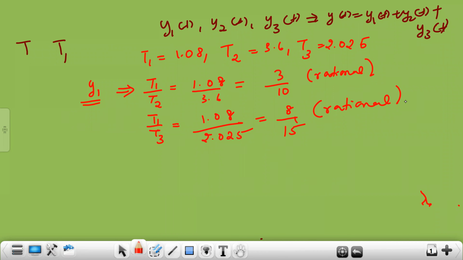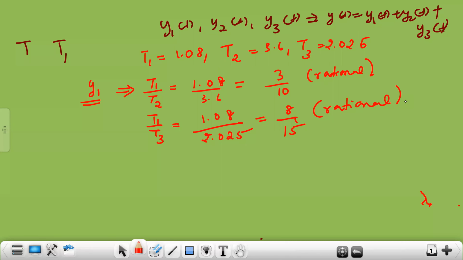Either you can do it mathematically, or you can make use of your scientific calculator to convert this into a fraction. If you don't know how to convert it by using the scientific calculator, please learn that. You have a button like S-D. By pressing that key, whatever decimals you have, you will get the answers in fraction. Here also both the ratios are rational.